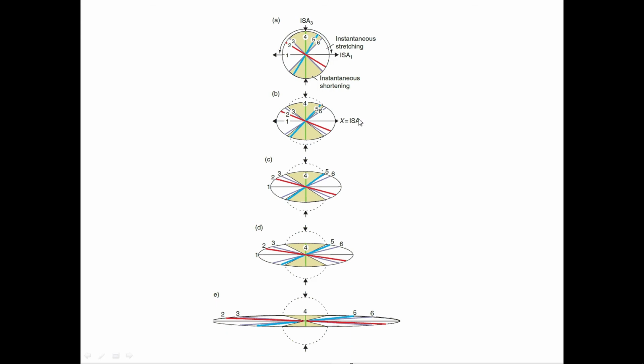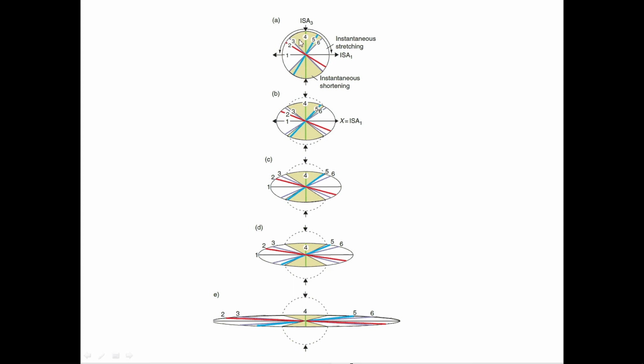And this is the diagram where we can see the strain accumulation. ISA 3 is parallel to the axis 4, the green one. ISA 3 means the instantaneous shortening axis, the maximum shortening axis. And this is ISA 1, the instantaneous stretching axis, the maximum stretching axis. The creamy one is showing the regime of shortening, while this white one is showing the regime of extension.